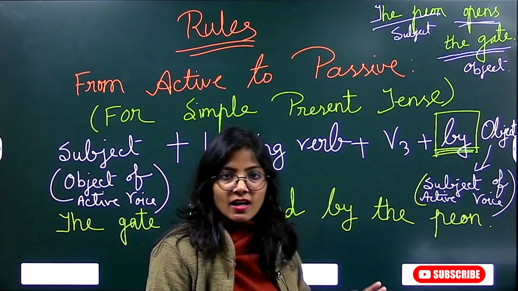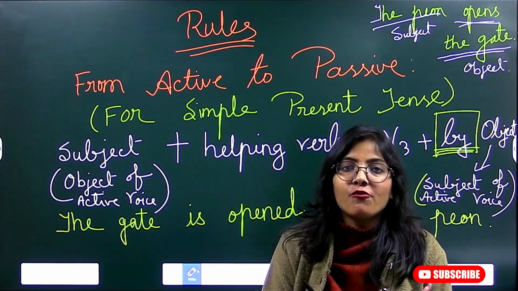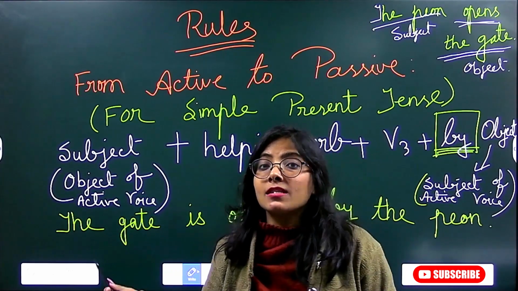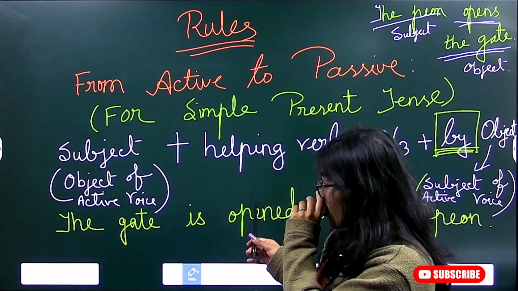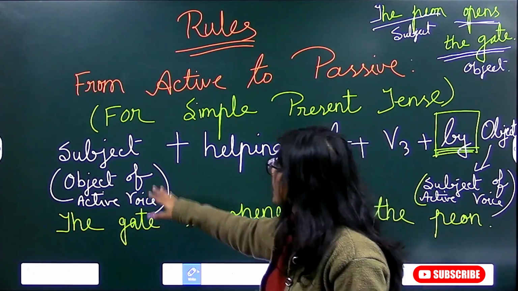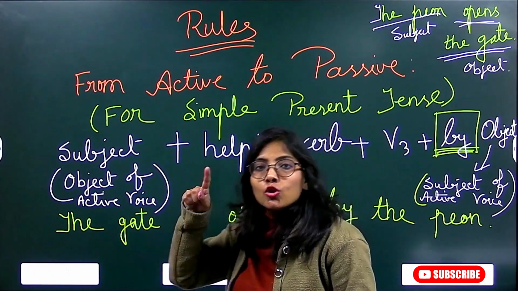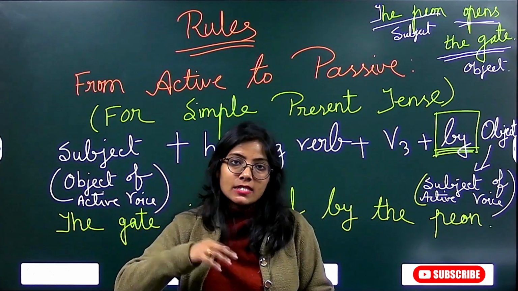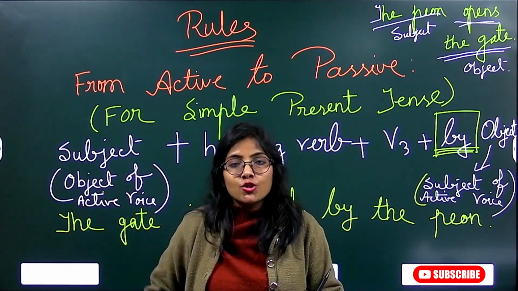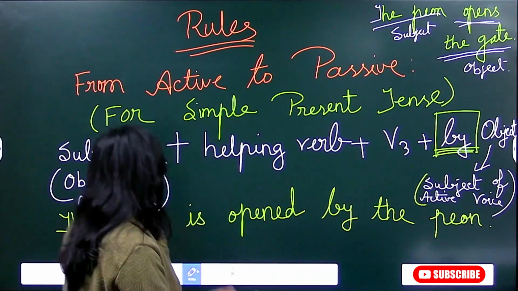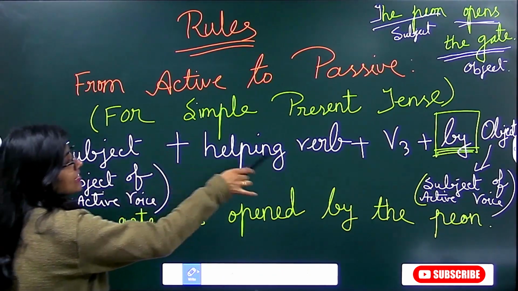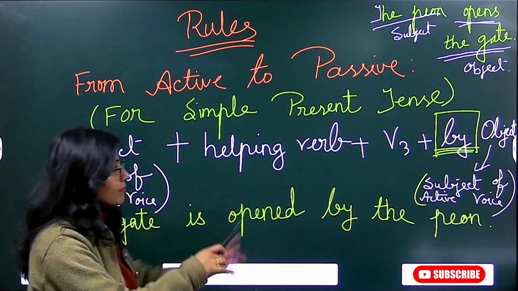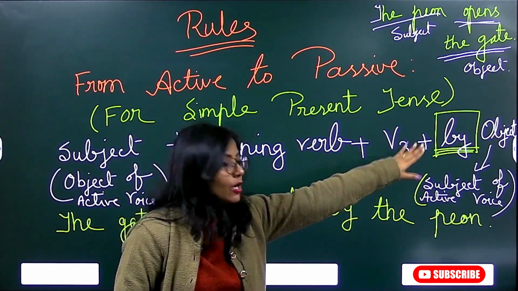Very easy. Just be careful about the tense, in which tense it is being done, right? If you don't remember the tense, and if we put was instead of is here, then the whole sentence becomes wrong. It will be a completely wrong sentence because the sentence is in present tense, so you have to be careful about that. Otherwise, the rule is just the same. Subject plus helping verb plus V3 plus by object.